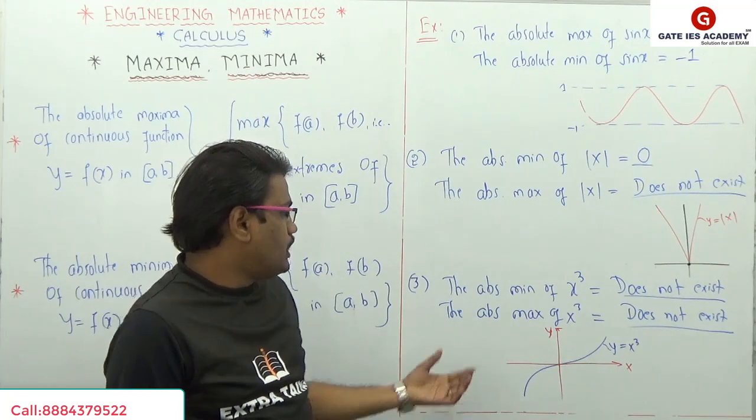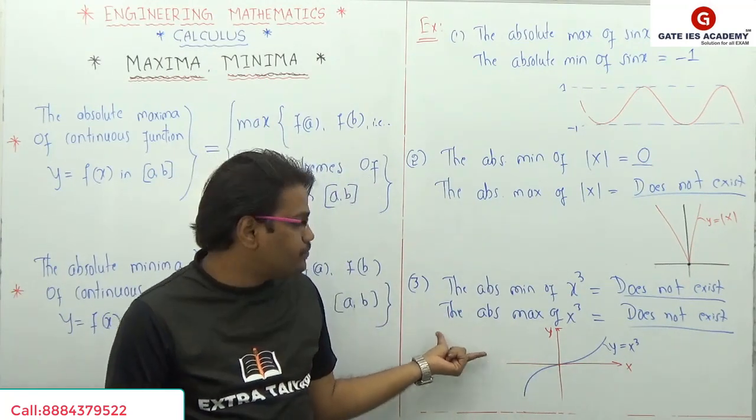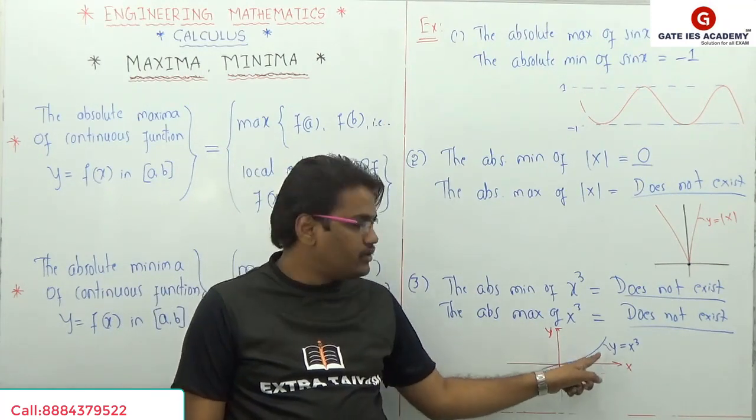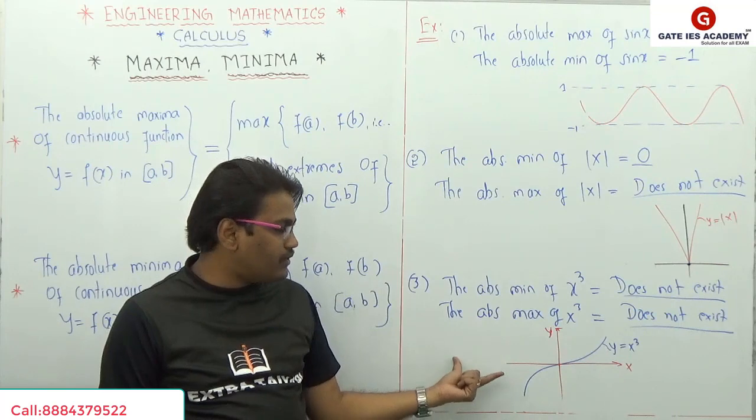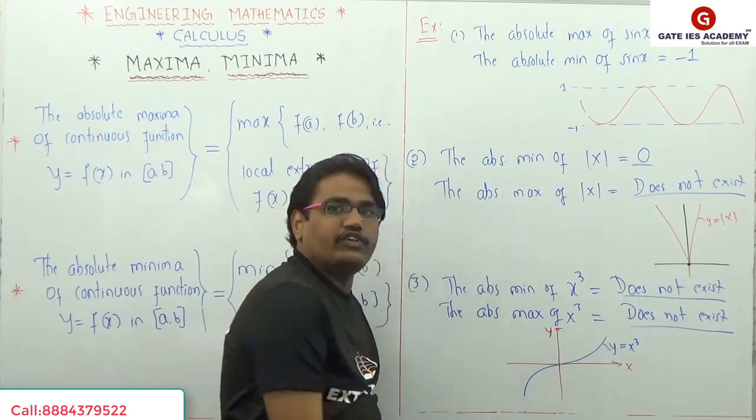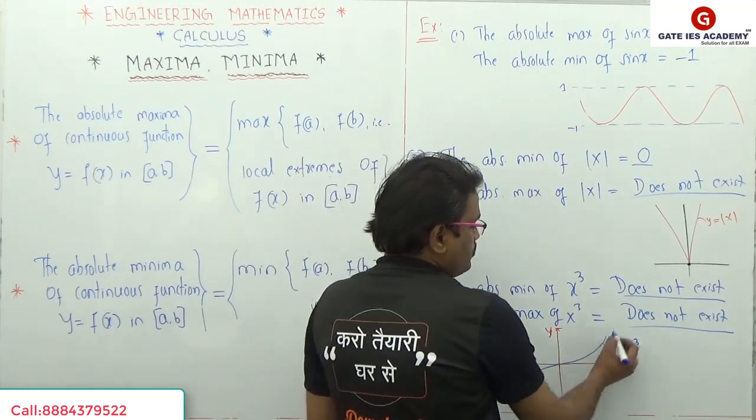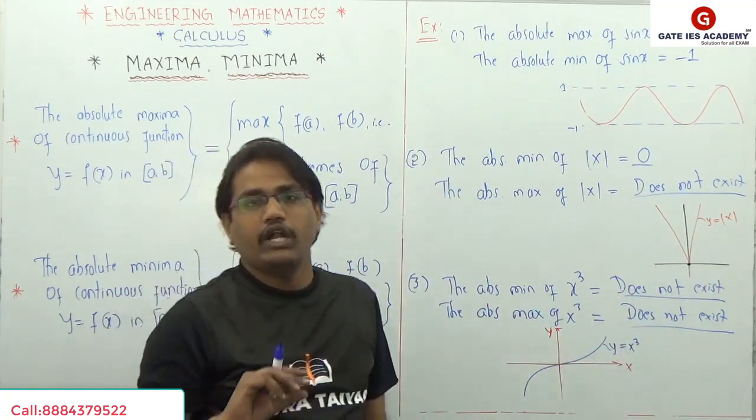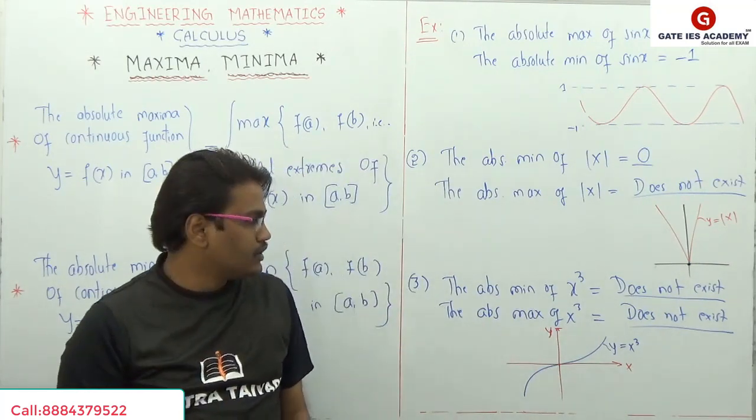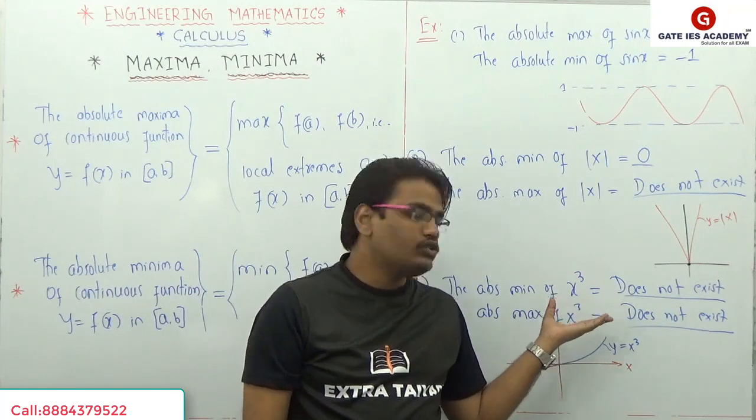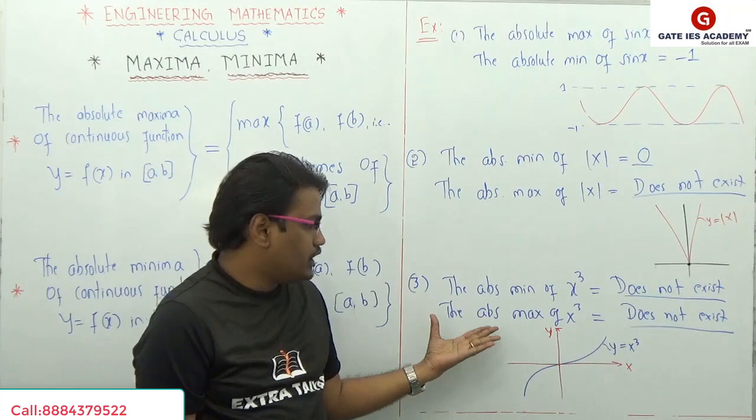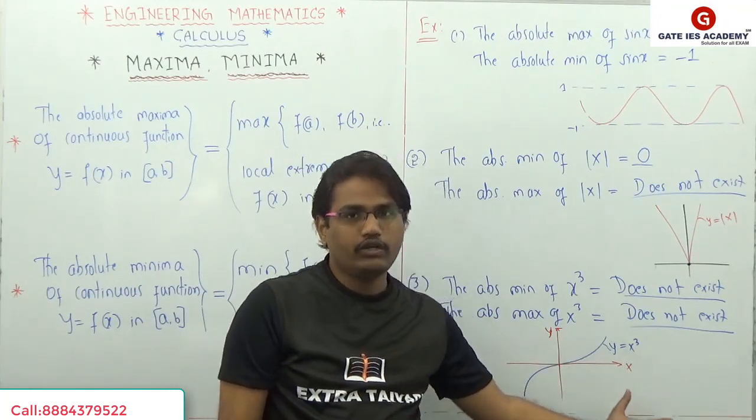Right? Now absolute minimum of x cube. If you know the curve of x cube, this is the curve of x cube, right? What is the absolute minimum of x cube? It will not exist. See, the minimum can go up to minus infinity also. The maximum can go up to plus infinity also. So there is no absolute value for the minimum or maximum values. So the absolute minimum value for the x cube curve does not exist. y equal to x cube. Even the maximum value does not exist here.